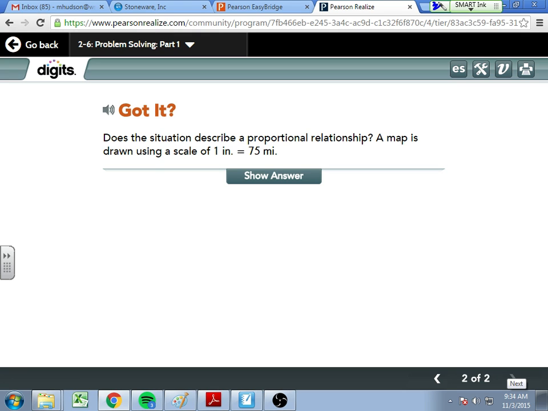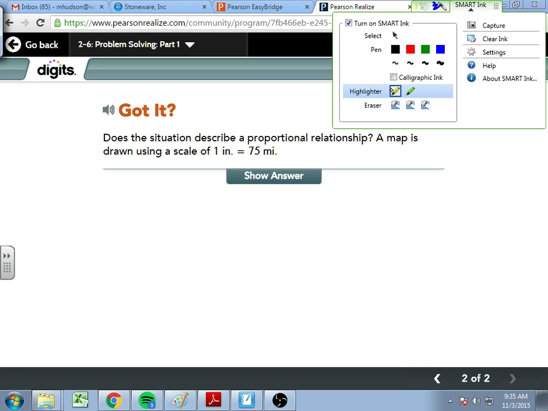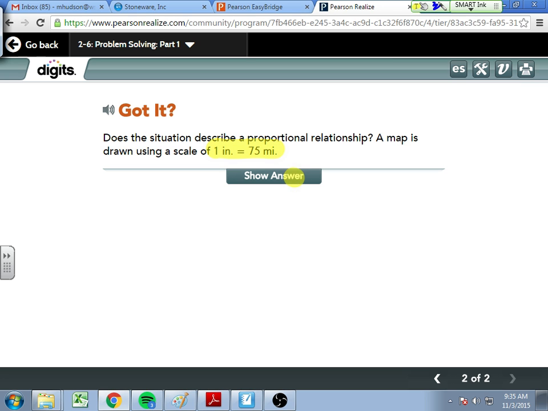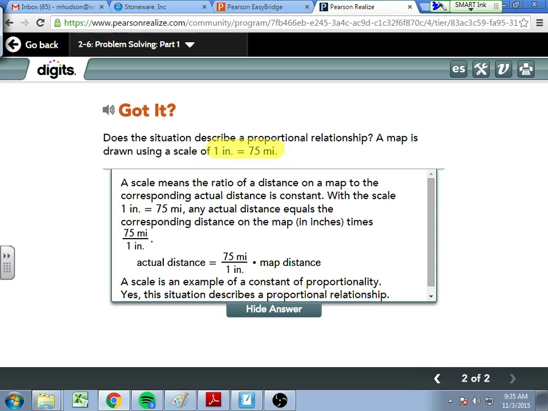I said that this is a proportional relationship because for every 1 inch there's 75. Yeah, so when I see the relationship of 1 inch compared to 75 miles, that is proportional because then 2 inches would be 150 miles. 3 inches would be 225 miles.